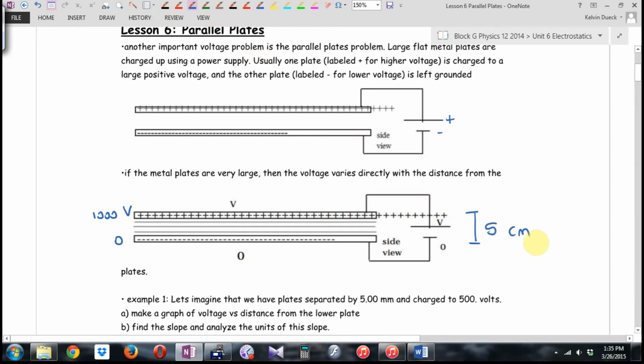What's the voltage from bottom to top? What's the distance? It means each centimeter you travel, you go through 200 volts. If you're halfway there, you've gone through exactly 2.5 centimeters, 500 volts. That's what I mean when I say the voltage varies directly as the distance. It's a nice, lovely linear relationship. Go halfway there, you've gone through half the voltage. Go 1/3 of the way there, you've gone through 1/3 of the voltage. Go 1/4 of the way there, you've gone through 1/4 of the voltage.